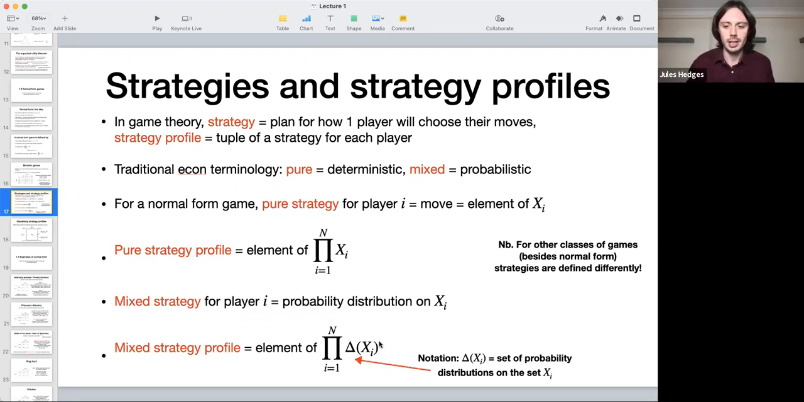So crucially, in a mixed strategy profile, all of the players are randomizing independently. So every player has their own independent source of randomness. That turns out to be kind of important later.